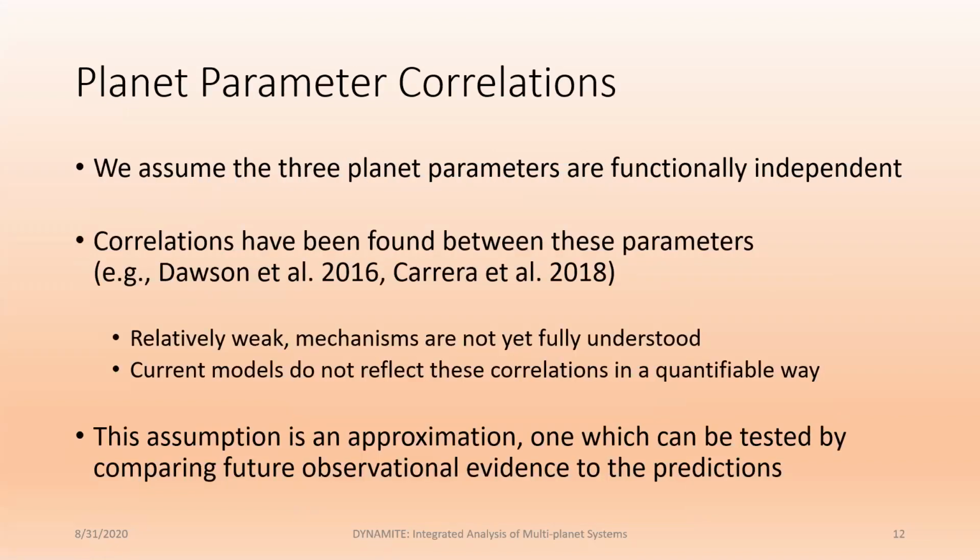So one of the big assumptions we make in the statistical formalism for DYNAMITE is that the distributions of those three planet parameters, orbital period, planet radius, and orbital inclination, are functionally independent, and therefore we can separate the likelihood function into its parameter components. While correlations have been found between these parameters, they are relatively weak, and the physical mechanisms underpinning these correlations are not yet fully understood. Therefore, these correlations are not well reflected quantifiably in current models, and we use this to justify our current assumption of independence.